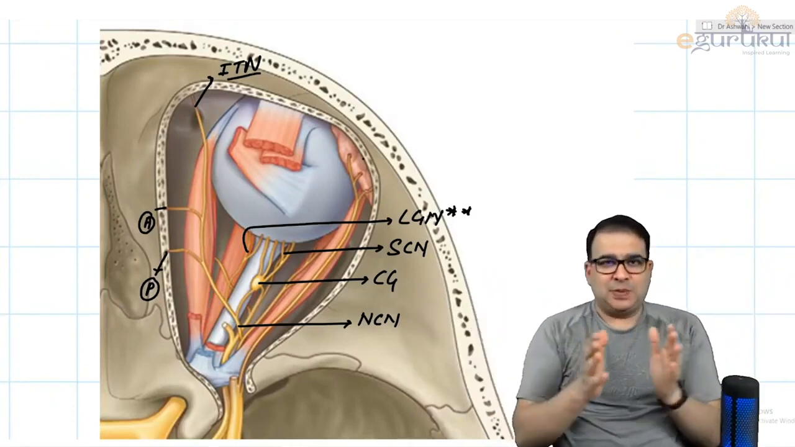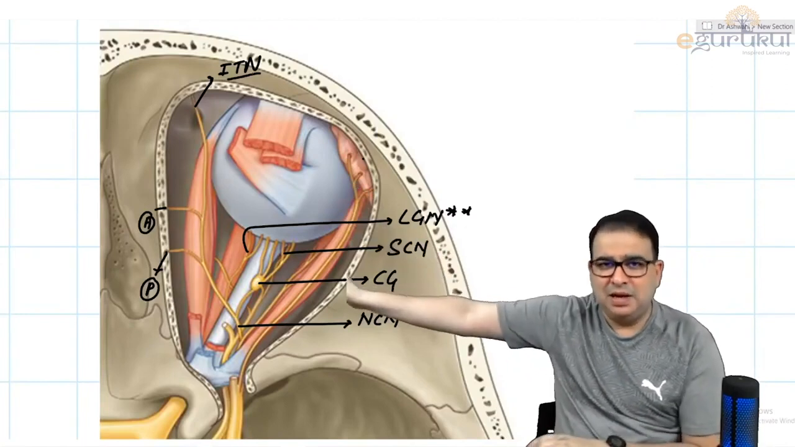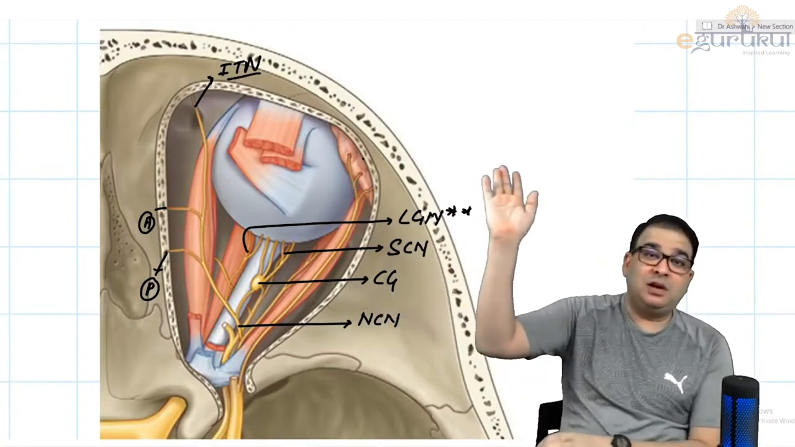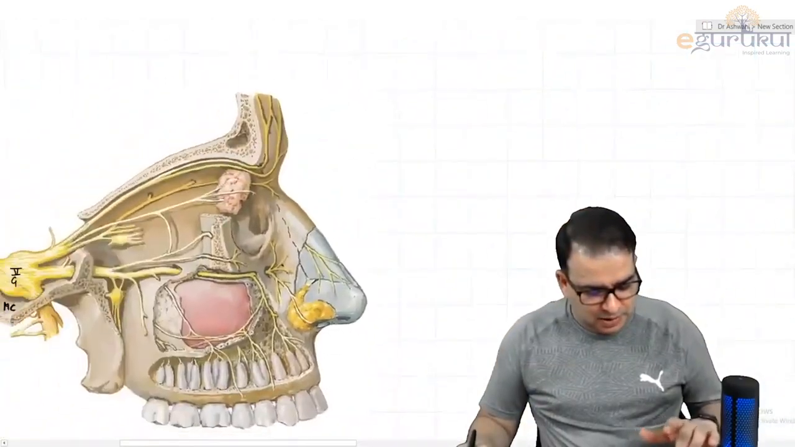So basically, you are expecting to see the nasociliary running from the lateral to the medial side. Mainly on the medial side, the lacrimal on the lateral side, and the frontal nerve on the roof here. How about if we compare them in this picture now?